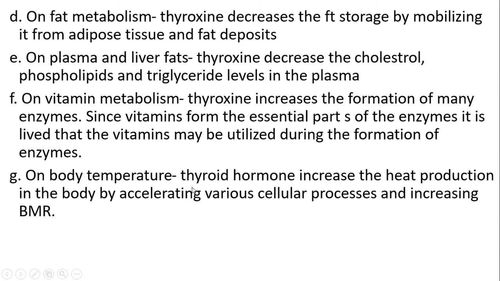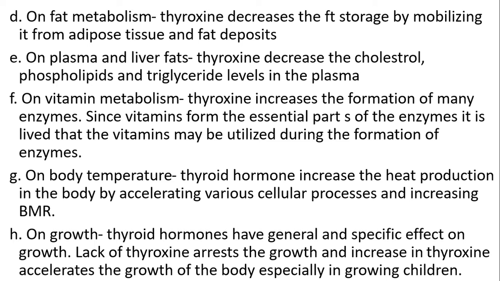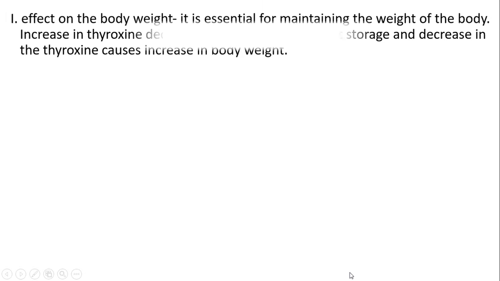On body temperature, thyroid hormone increases the heat production in the body by accelerating various cellular processes and increasing the BMR. On growth, thyroid hormone has general and specific effects on growth. Lack of thyroxine arrests the growth and increased thyroxine accelerates growth of the body, especially in growing children. Effect on body weight: it is essential for maintaining weight of the body. Increase in thyroxine decreases the body weight and fat storage, and decrease in thyroxine causes increase in body weight.